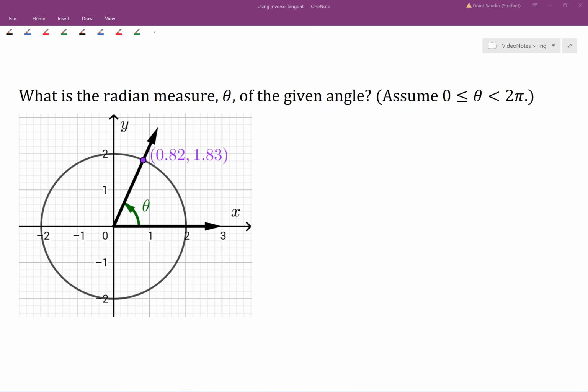In this video, we will use the inverse tangent function to determine the radian measure of an angle given the slope of the terminal ray of that angle. So consider the following context. We have an angle here, and we want to know the radian measure of this angle theta.